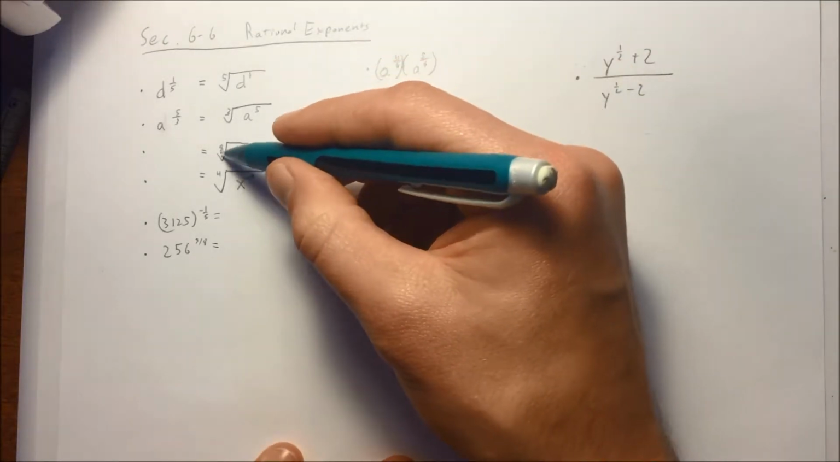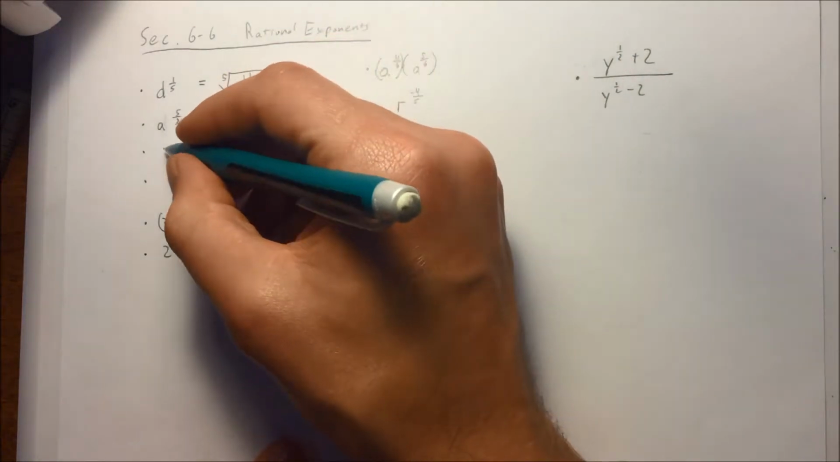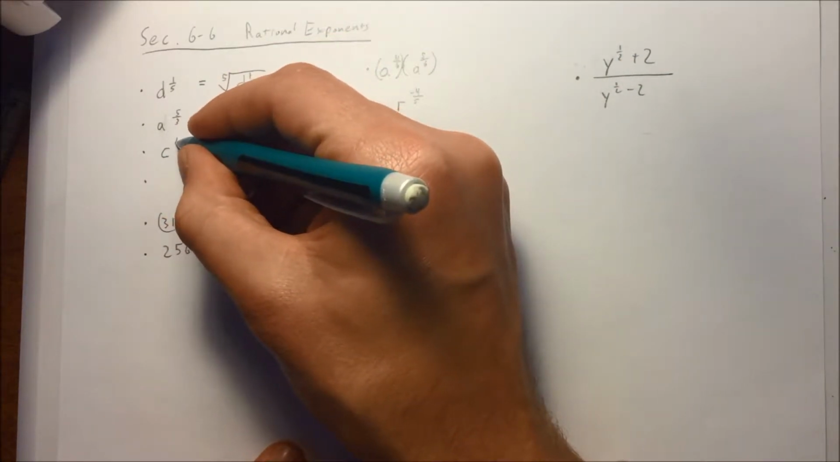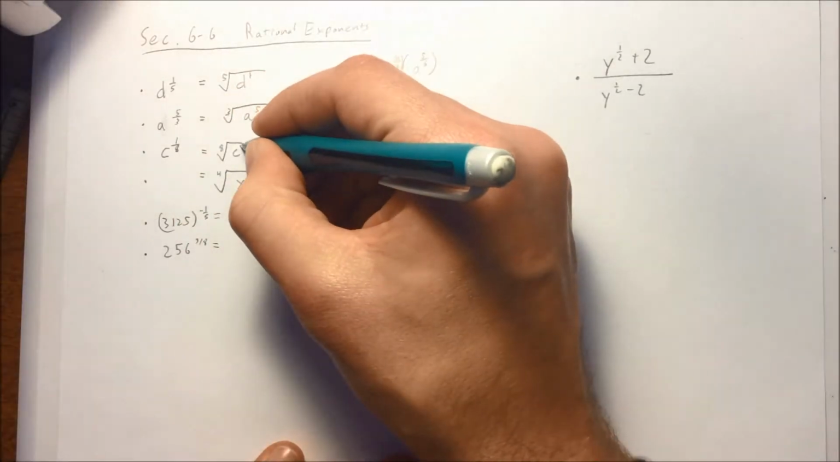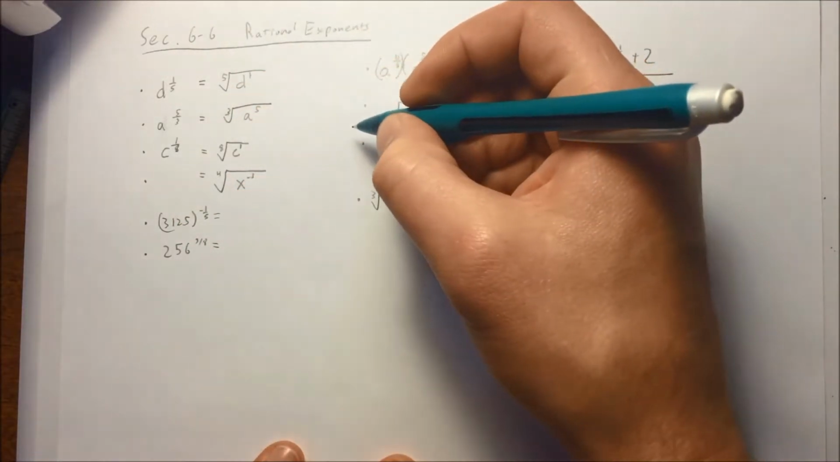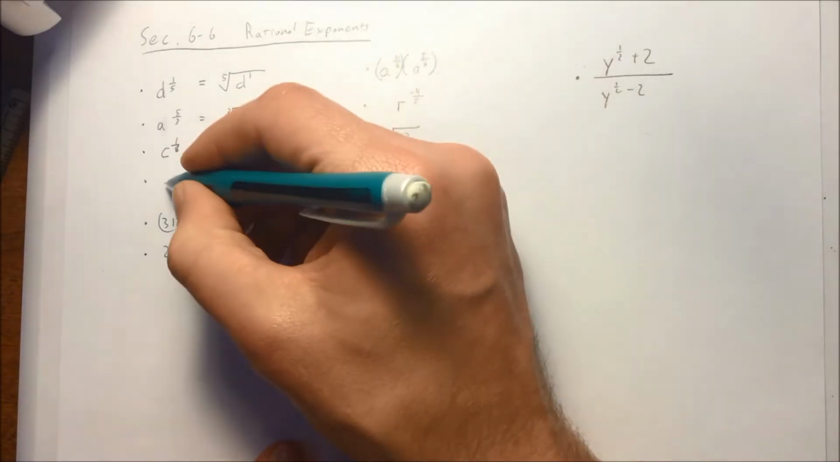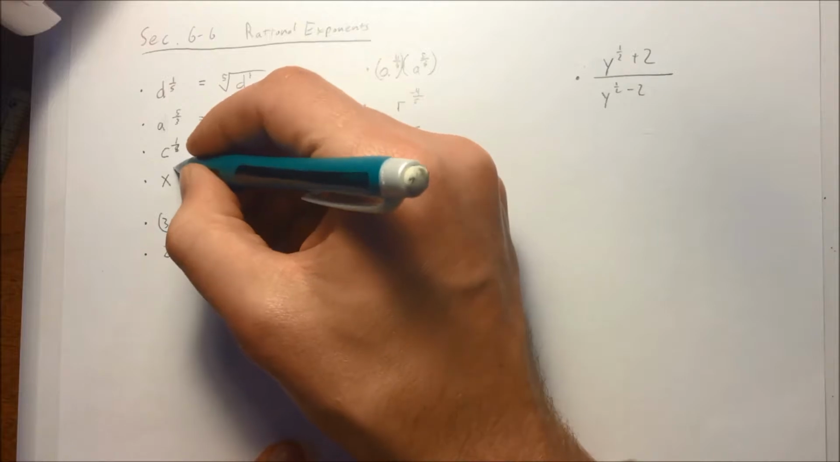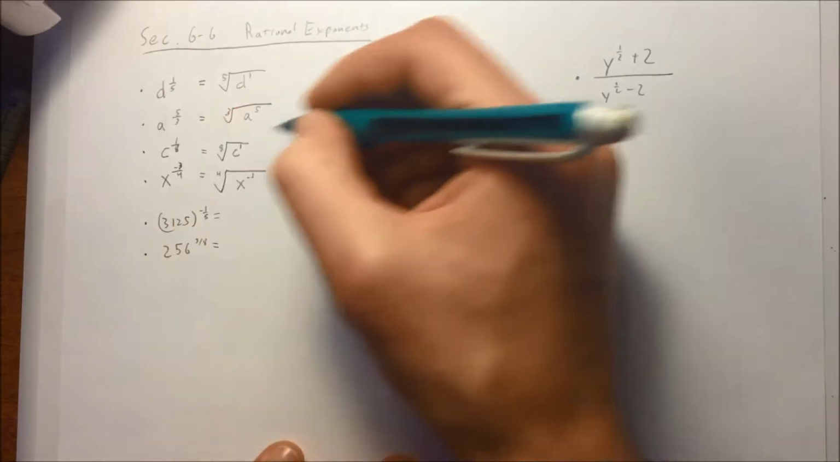What about this one? If I had the 8th root of C, how could I write that? C to the 1/8, because there's a 1 right there with that C. What about this? X to the negative third, the 4th root of that? That would be x to the negative 3/4.